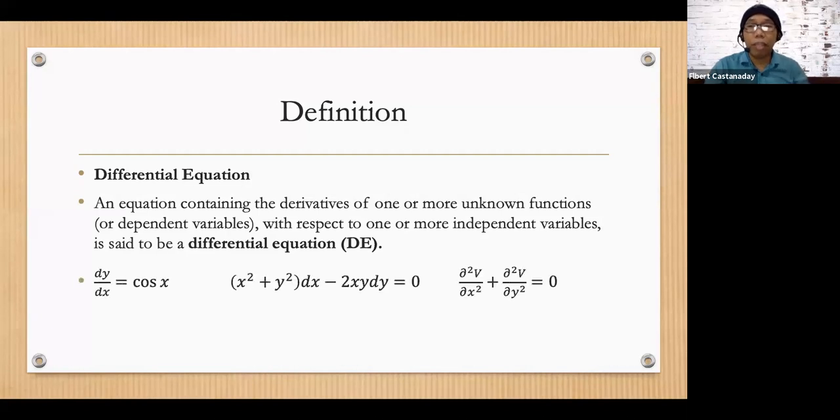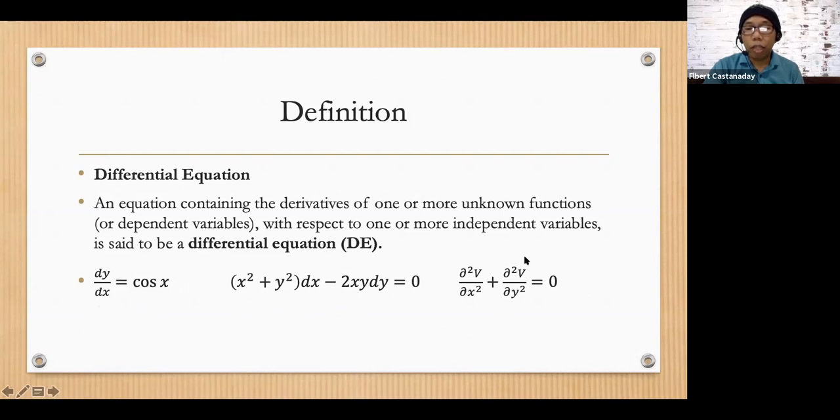Okay, so I have here some examples like dy over dx equal to cosine of x. This is a differential equation since it contains a derivative. Of course, the unknown function here is y, and the independent variable here is x. The next one is another differential equation, though here the derivative may be involved implicitly through the presence of the differentials dx and dy. So this is also another way of writing a differential equation. Okay, may mga differentials lang.